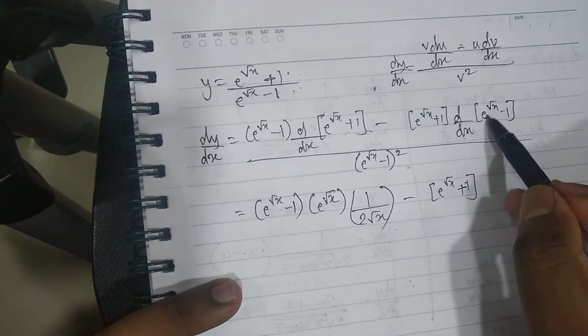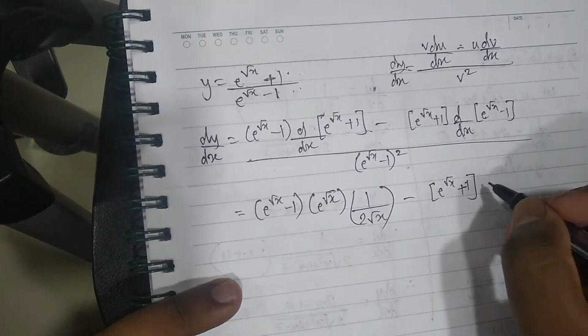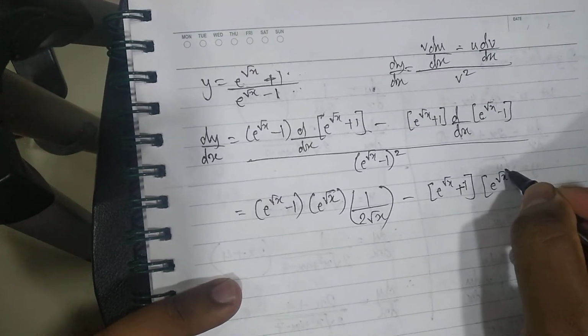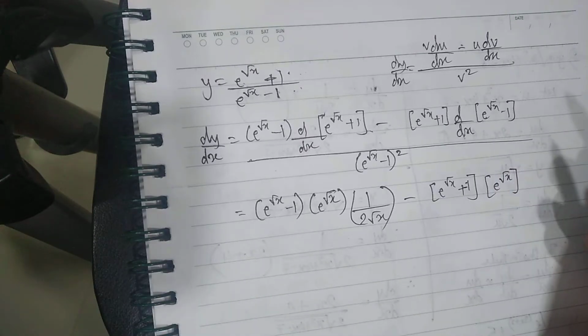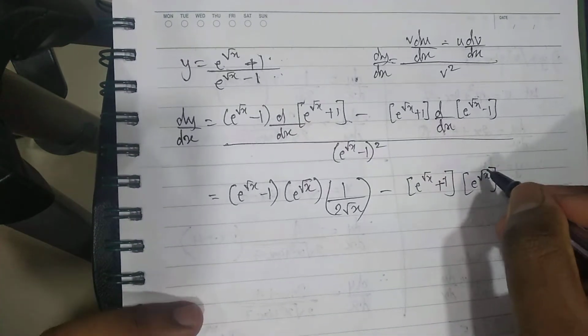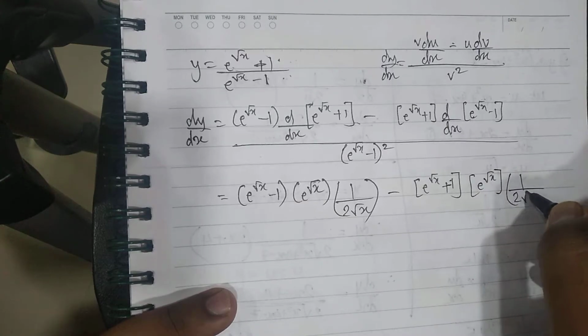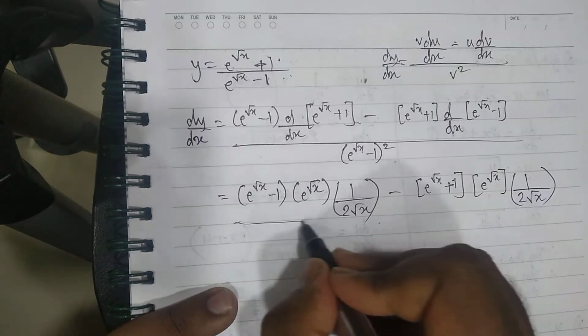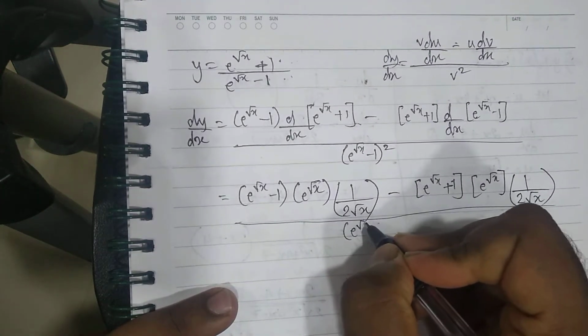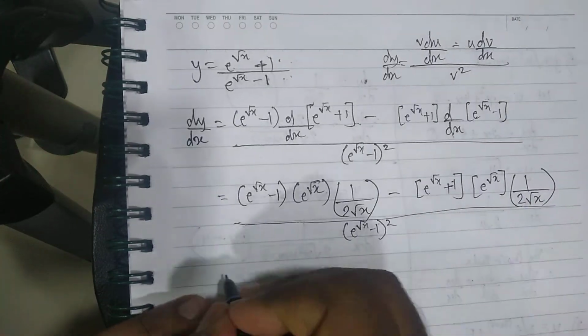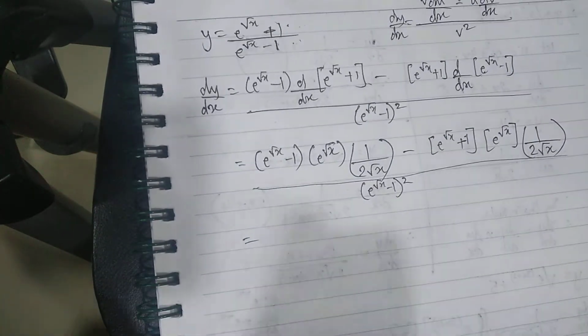So here, derivative of e raised to root x minus 1: e raised to root x derivative is e raised to root x, and derivative of minus 1 is 0. Okay, now let's take the derivative of root x, that is 1 upon 2 root x, the whole upon e raised to root x minus 1 the whole square. Okay, so you can clear the mess up.